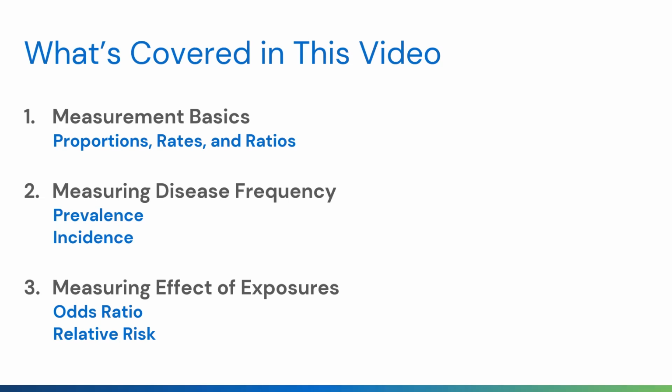So first I'll talk about measuring disease frequency. You probably have heard prevalence and incidence a lot. I'm going to go in depth about what they actually mean and how they're measured and calculated. And then I'm going to talk about measuring effective exposures, specifically looking at odds ratios and relative risk. So if you're doing a case study, you're going to be looking at odds ratios. And if you're doing a cohort study, you're going to be looking at relative risk.